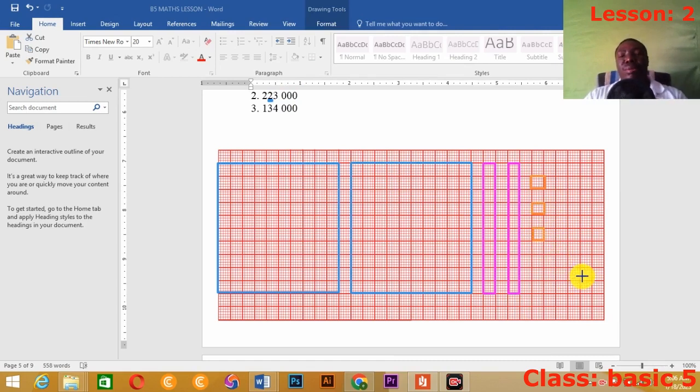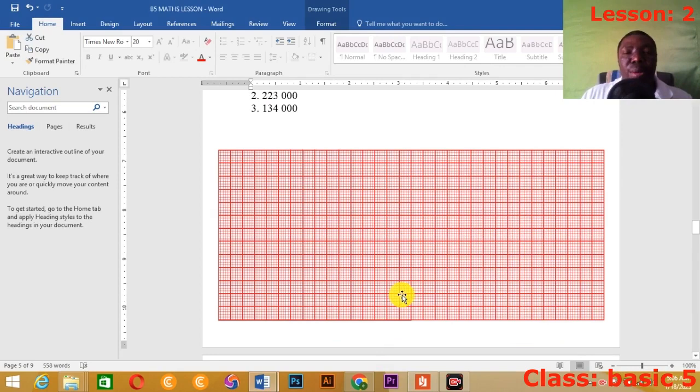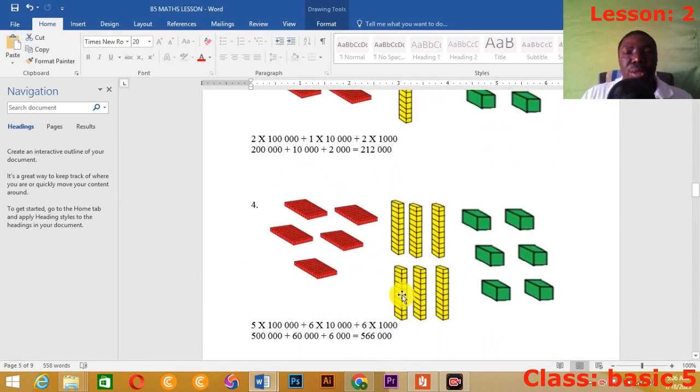That's all. Very simple, isn't it? Very simple. So folks, that's all for today. So this is all we do for today. Remember to also go through it. If you don't understand, go through it several times to understand. Very simple.